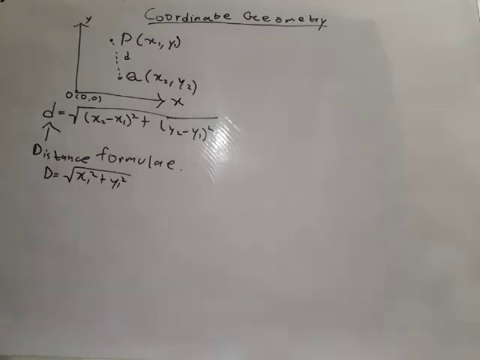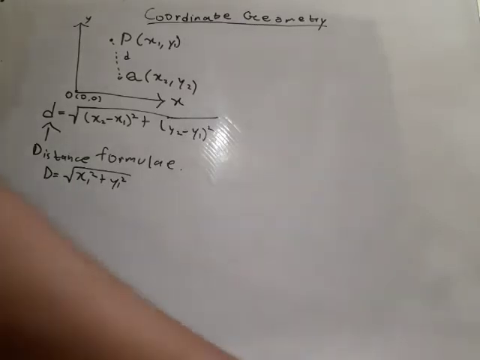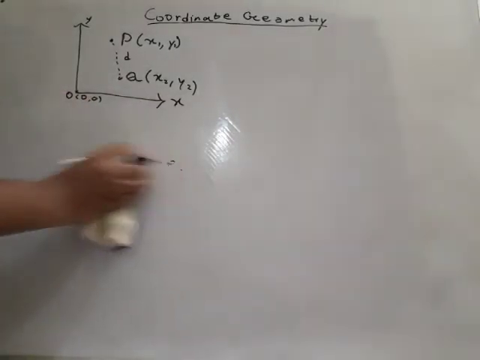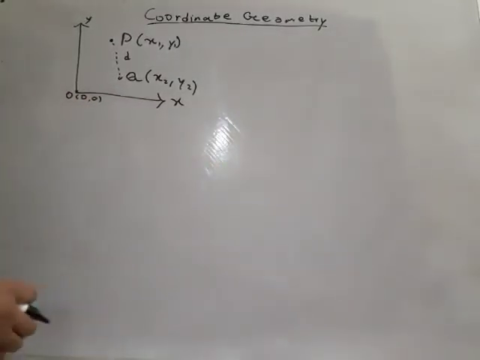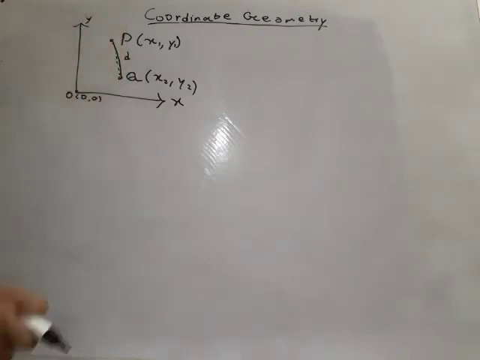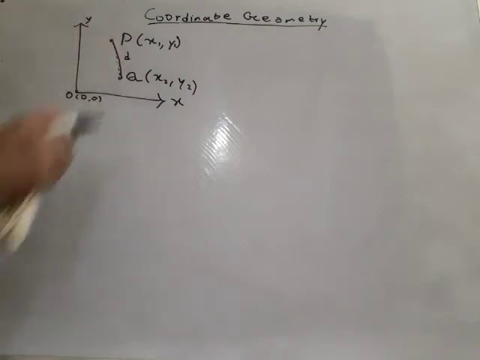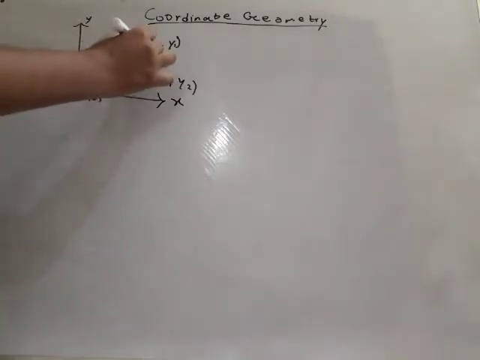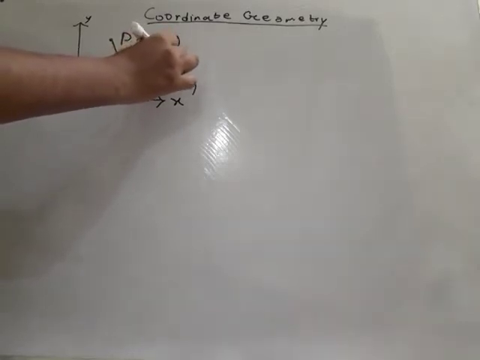Now we are going to the section formula. What is the section formula? Let PQ be a line. Now there is an arbitrary point on the line PQ. Let it be C. C has coordinates x and y.